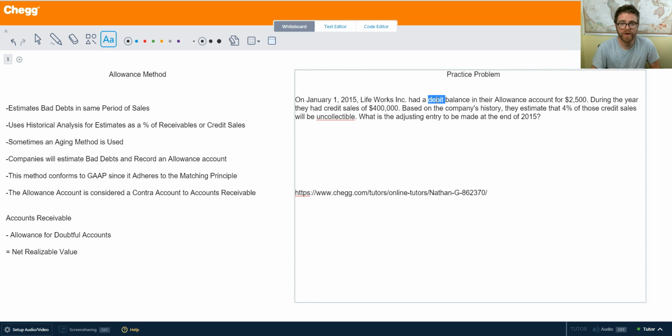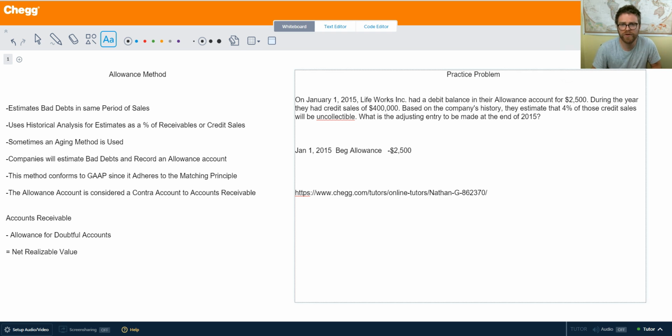So we know that a credit balance is positive. Therefore, if it's a debit balance in allowance, it's actually negative. So I'll just go ahead and start over here. We'll do something like a timeline to show you exactly how this works. We'll start on the left side here for January 1st, 2015. The allowance account has a negative $2,500 balance. What I call your beginning allowance. Negative 2,500. So start there.